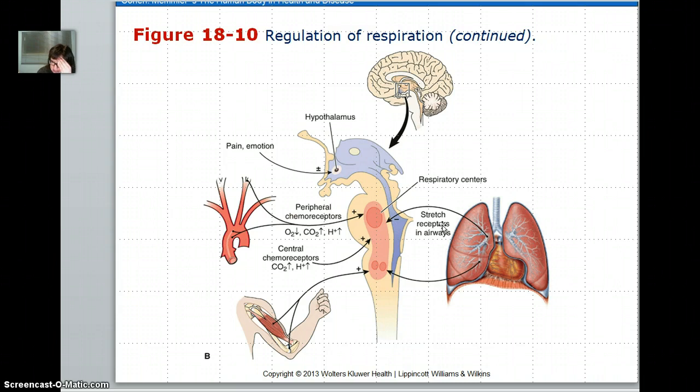Your stretch receptors are in your lung tissue. If they are overstretched, that means you are breathing too hard and you'll cause damage. That stretching will send a nervous impulse, which is picked up by the respiratory center in the pons and the medulla oblongata, and that will send a message via your phrenic nerve and your external intercostal nerve to slow down muscle contraction, and then you won't contract as much. Good.